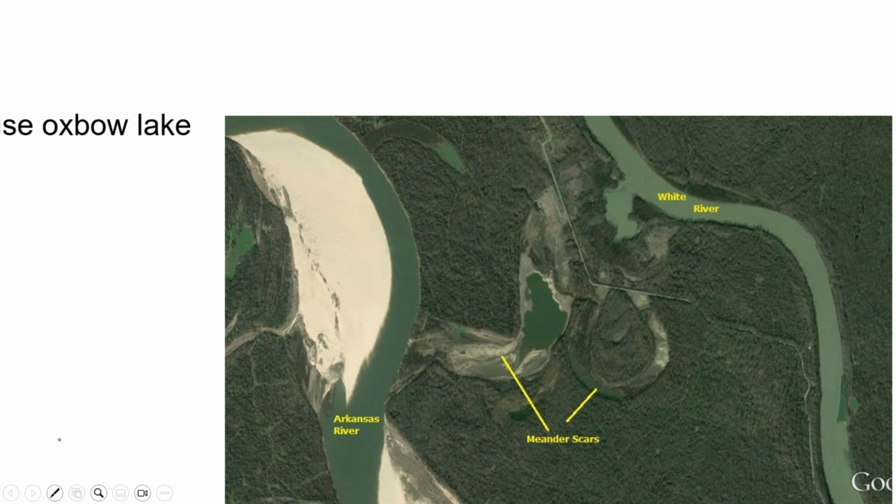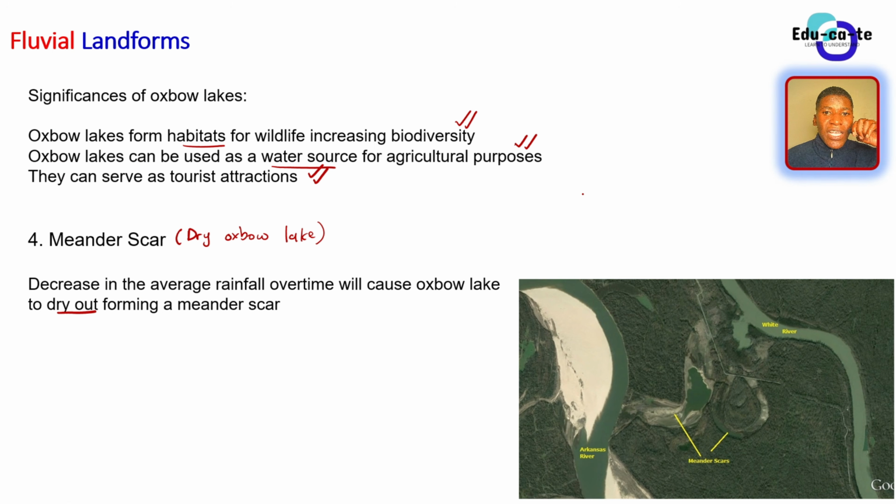Okay, so in most of your diagrams, when they draw it, they'll just draw a mainstream like this, and then they will show you this thing that has been cut off. If it is filled with water, then it's an oxbow lake. But then when it doesn't have water, when it's a dry oxbow lake, it is a meander scar.